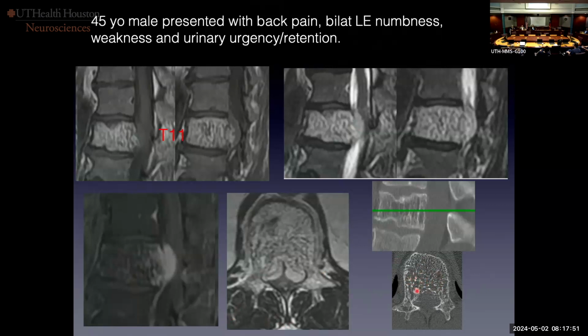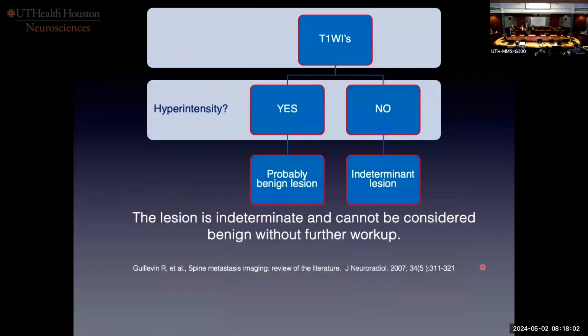I've never seen that written in our literature, but certainly it is concerning when a lesion breaks the posterior cortex like this, that it is going to become symptomatic. So we started with a T1 weighted image, hyperintensity, yes, probably benign. No, indeterminate lesion. Further workup almost always is going to be indicated.